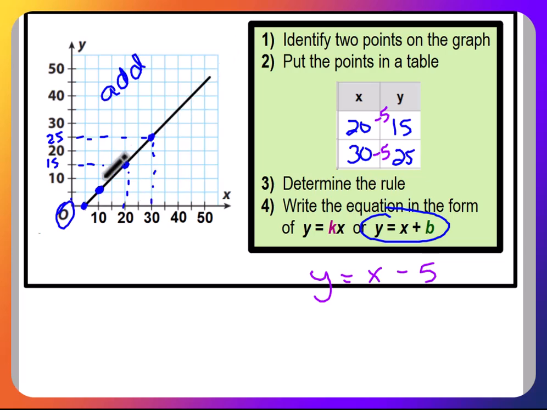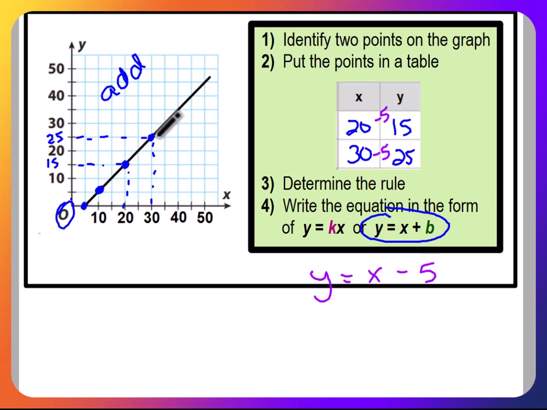You can tell that the line of your graph does not go through the origin, therefore it's additive, not multiplicative, additive. We're going to use the equation form of y equals x plus b. So there were no points on our line, so we got to create our own points. There were several points you could have used.